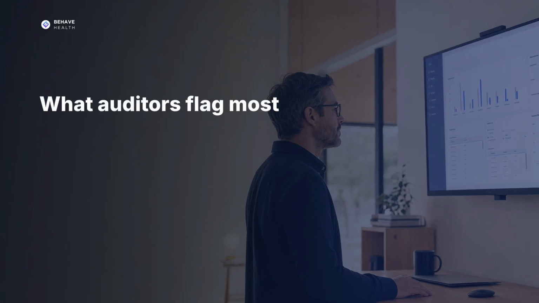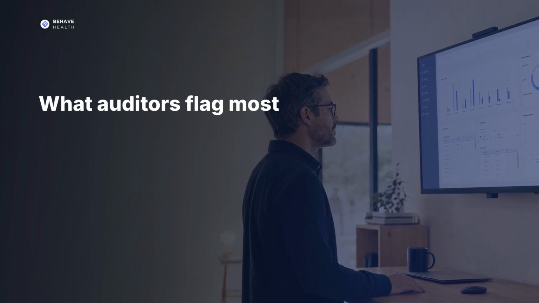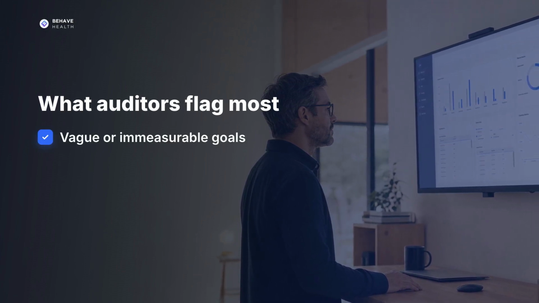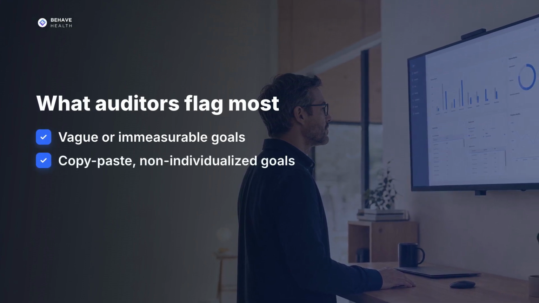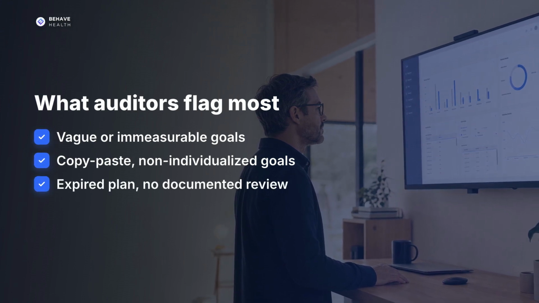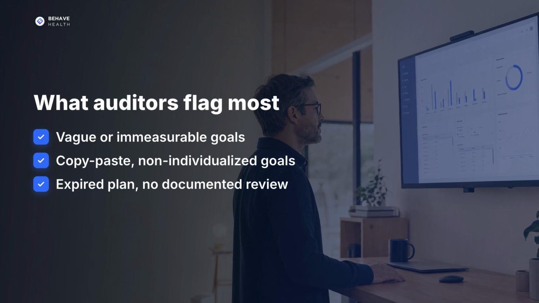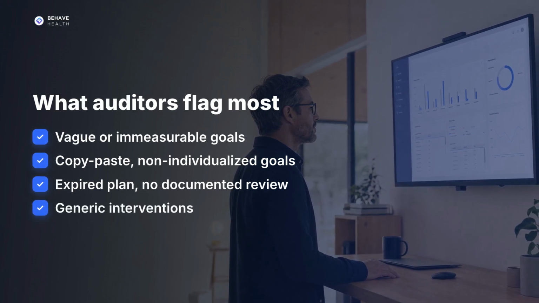Whether it's a CARF survey or a Medicaid review, the same deficiencies appear again and again. Goals with no scale, frequency, or target date. Identical language repeated across multiple patient charts. A plan past its review date with no documented renewal, the single most common audit failure. Individual therapy weekly with no modality, protocol, or clinician named.